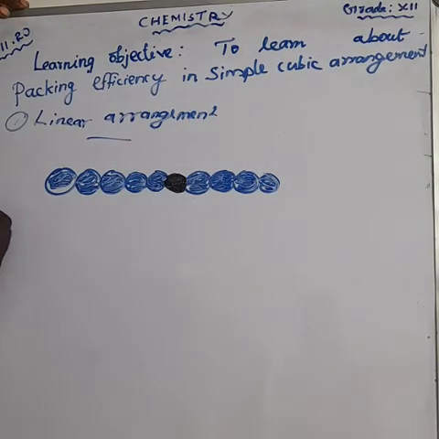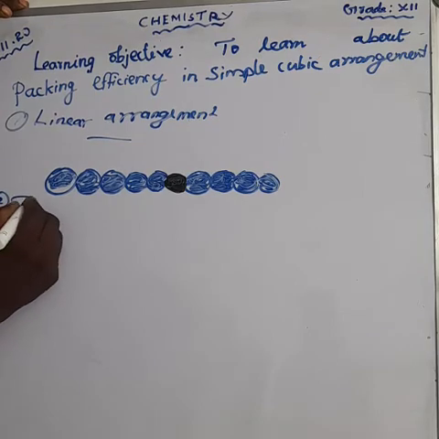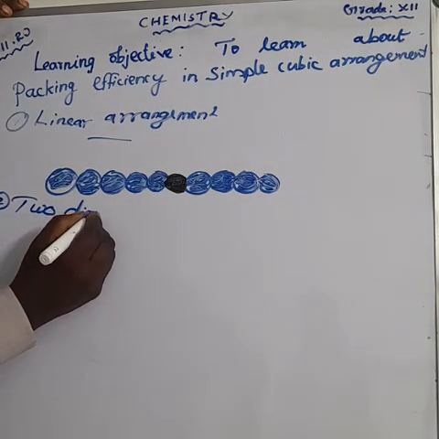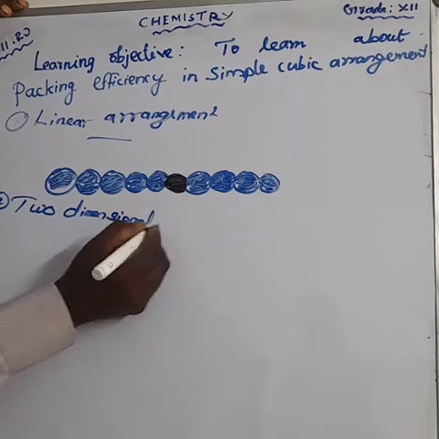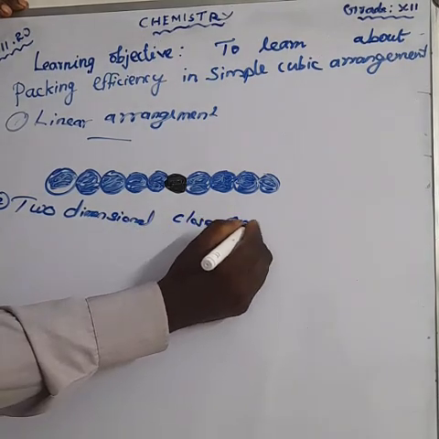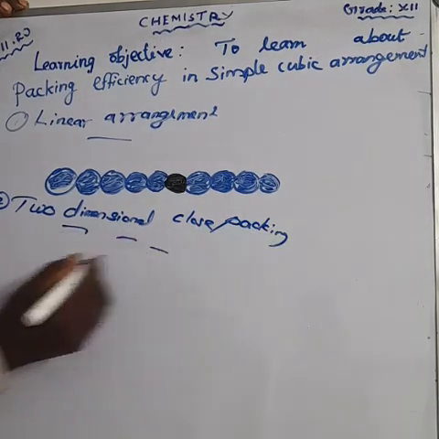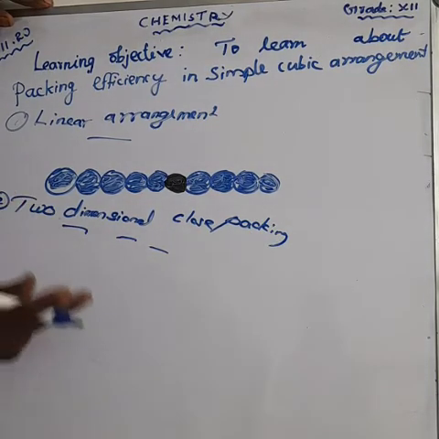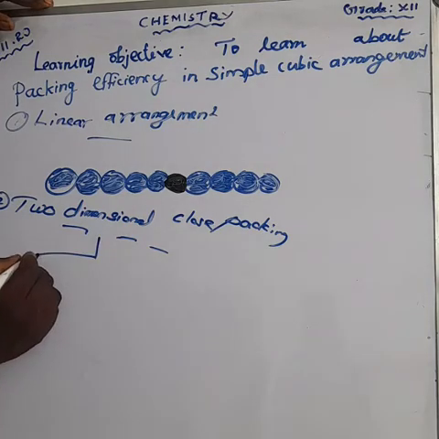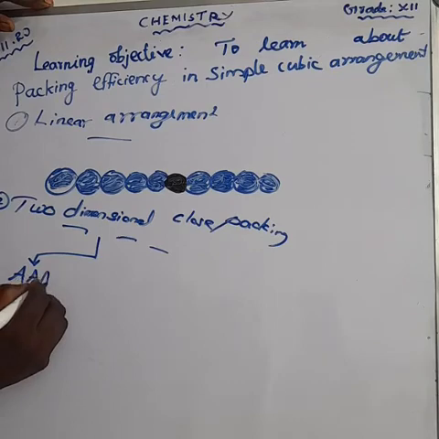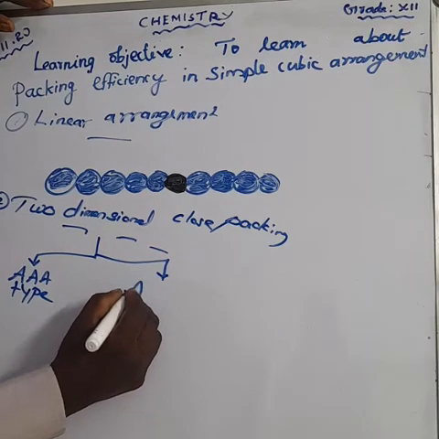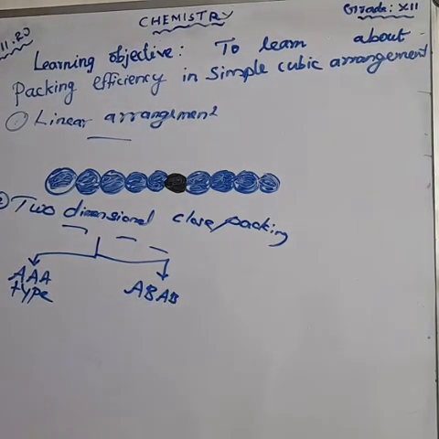Next, the two-dimensional close packing. Here, it can be classified into two types. One is AA type. Another one is AB type. Here, the linear arrangement of spheres in one direction is repeated in two dimensions.